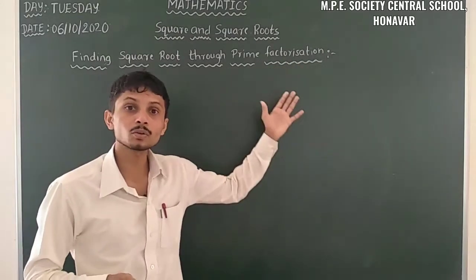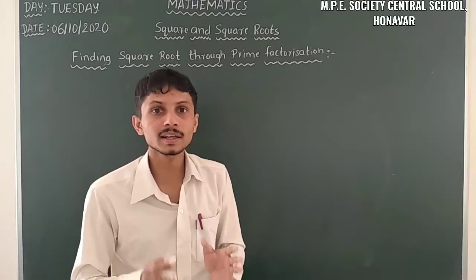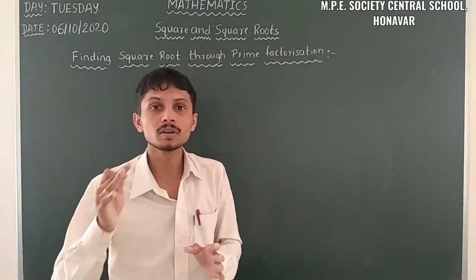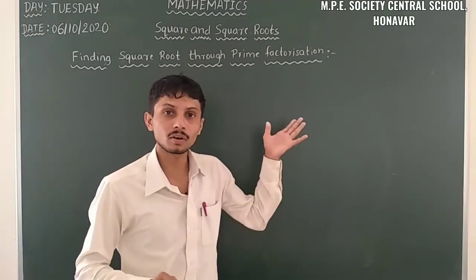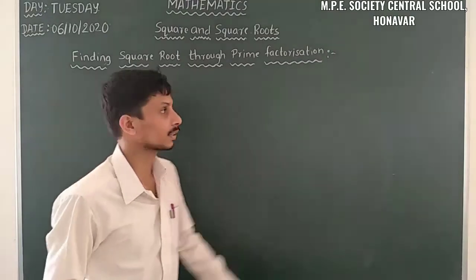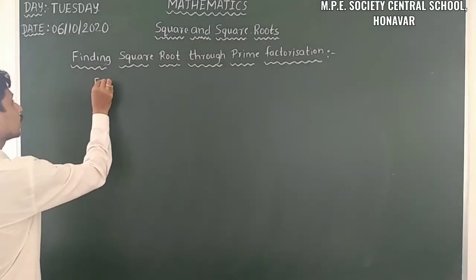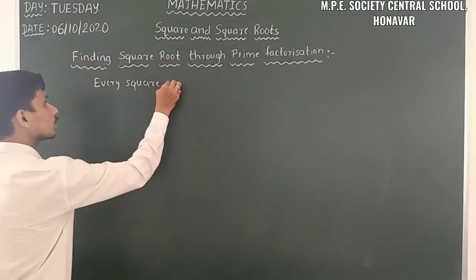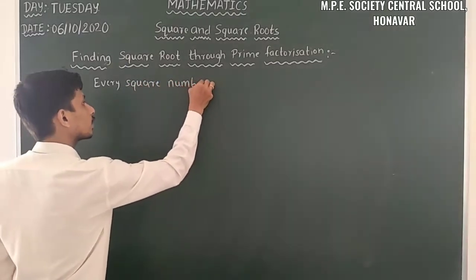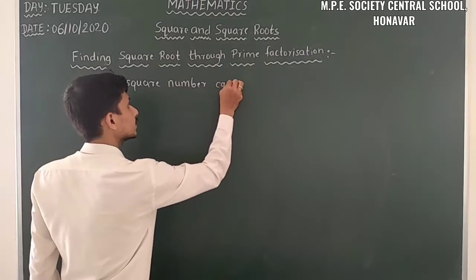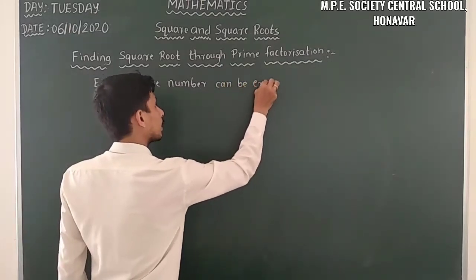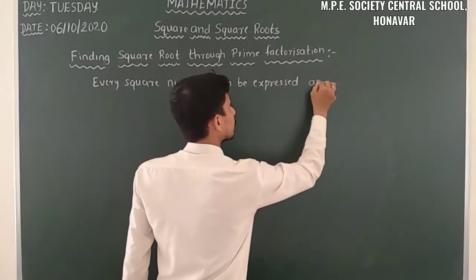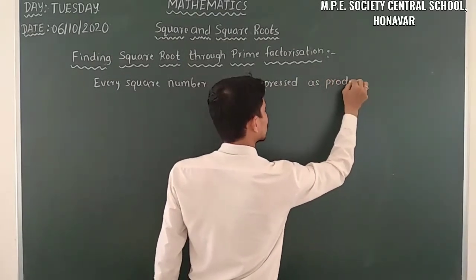That means we have to factorize the given square number, or given perfect square, into the product of primes. That we call prime factorization. That means every square number can be expressed as a product of primes.